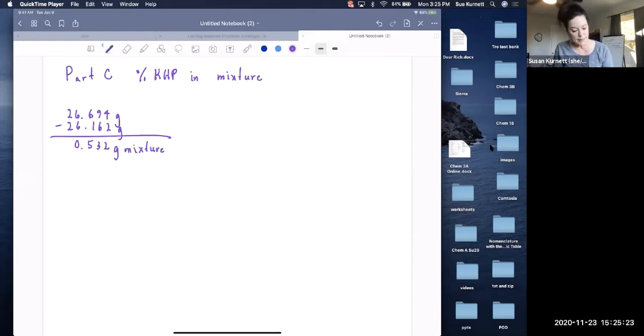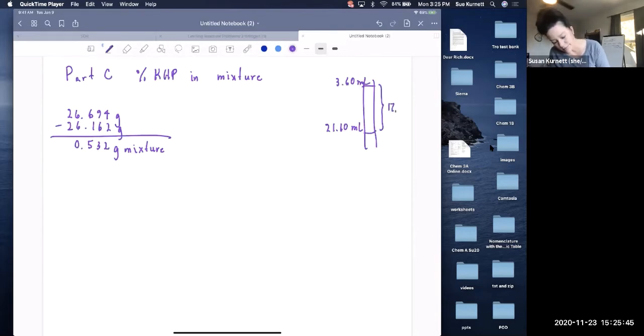Then you mix it with water, add indicator, set up your burettes and start titrating. Your initial volume is 3.6 mils, and your final volume is 21.10 mils. The difference in volume is 17.50 mils.